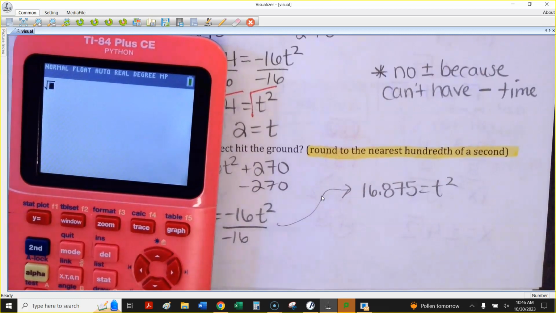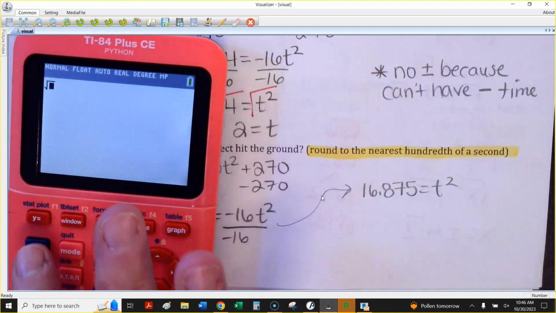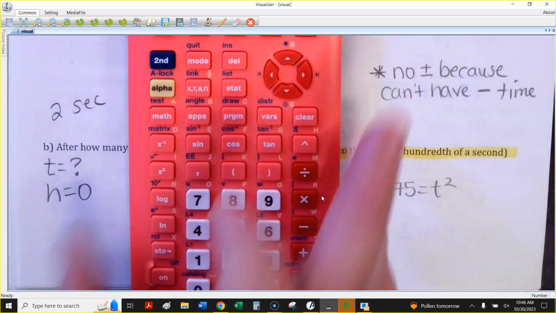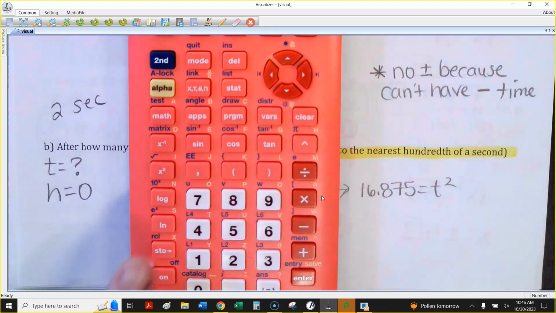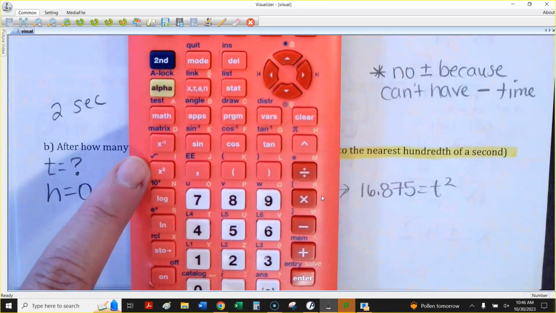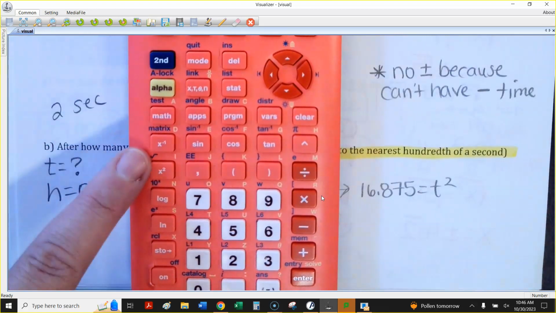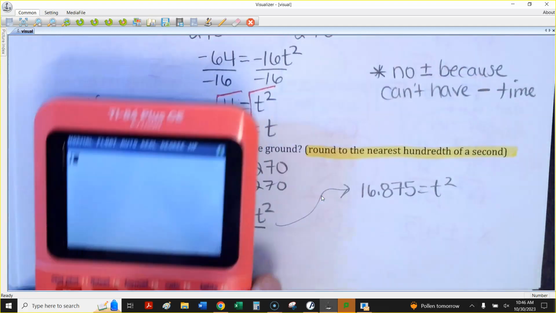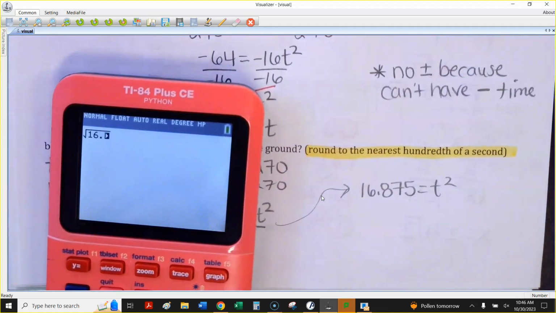So I'm just going to do my square root key on my calculator. If you guys don't know where that is, it should be second, and then the button that's like right diagonal from the 7. If you're not used to the square root button, I should have showed you that earlier. It's a second, and then this, like the 6th button down on the left side. That's the second function for that one. And then I'm going to just type that 16.875 in there, and we're going to round to 2 decimal places.